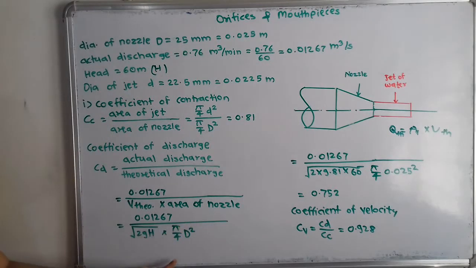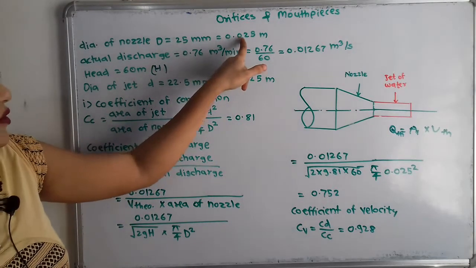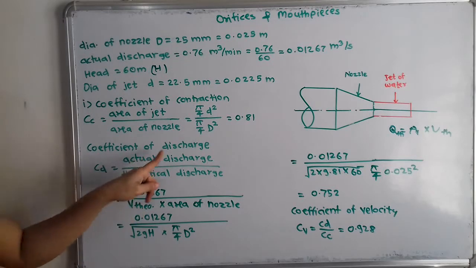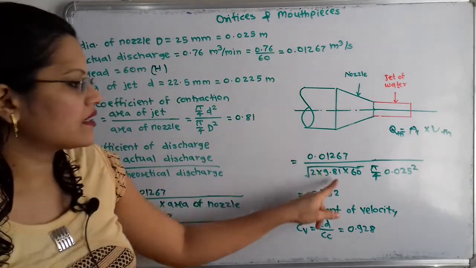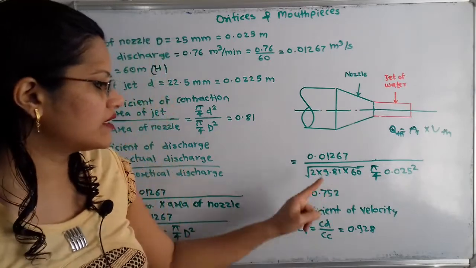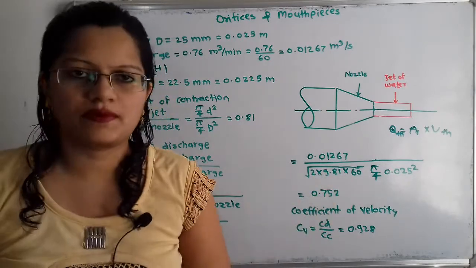So here we will take the standard value 0.025 and the actual discharge we have calculated here already. If we take these values and calculate this, we will get the answer 0.752.